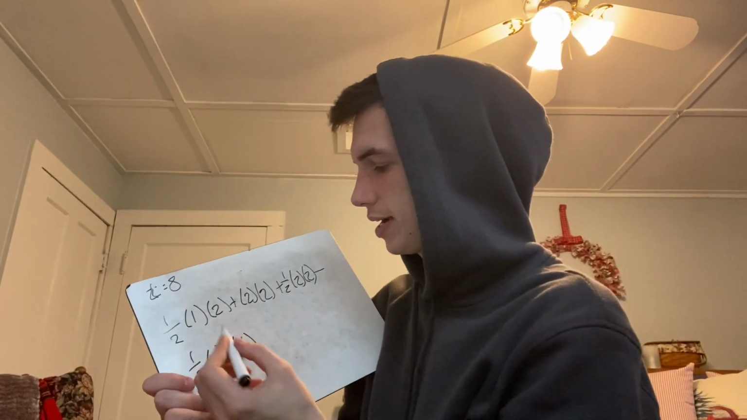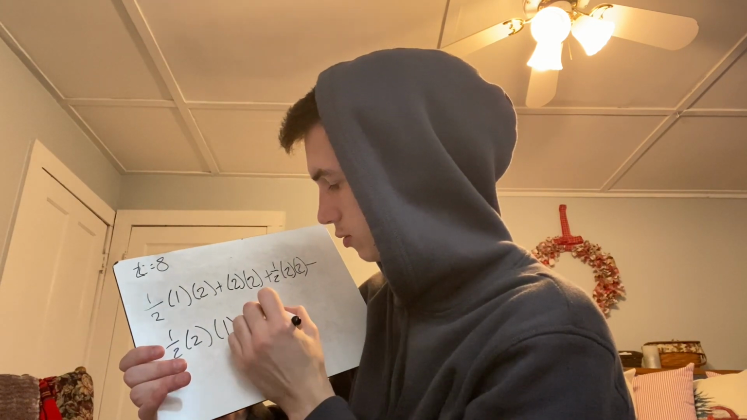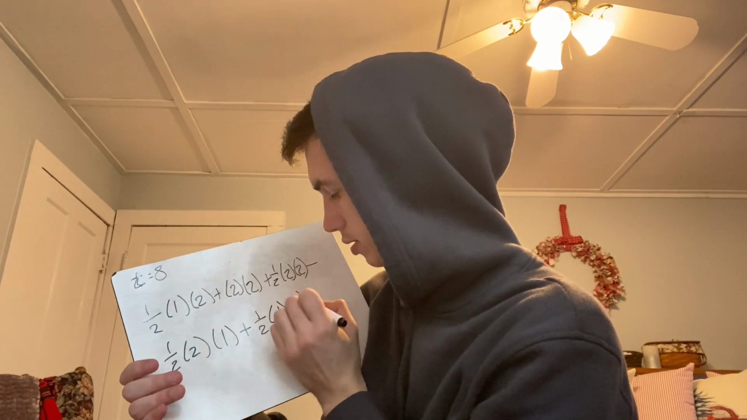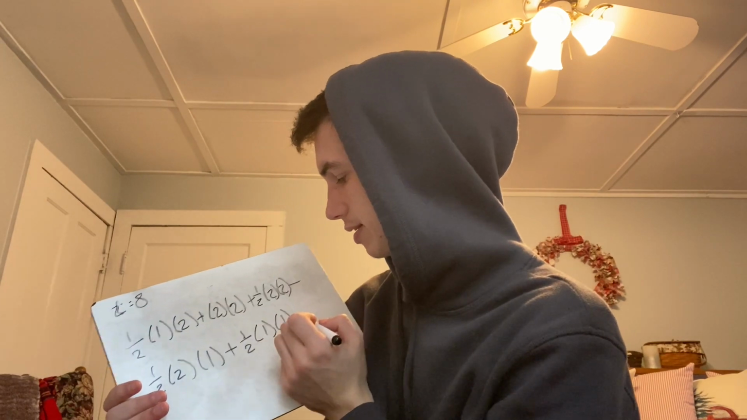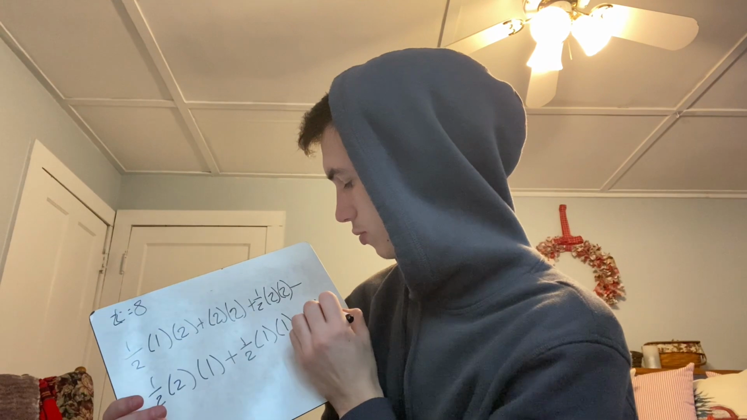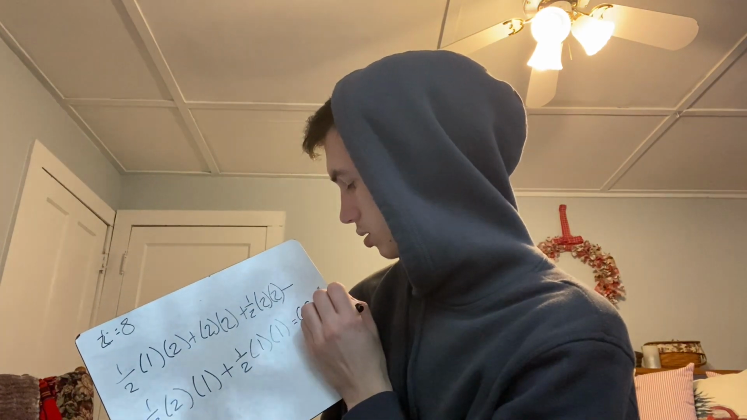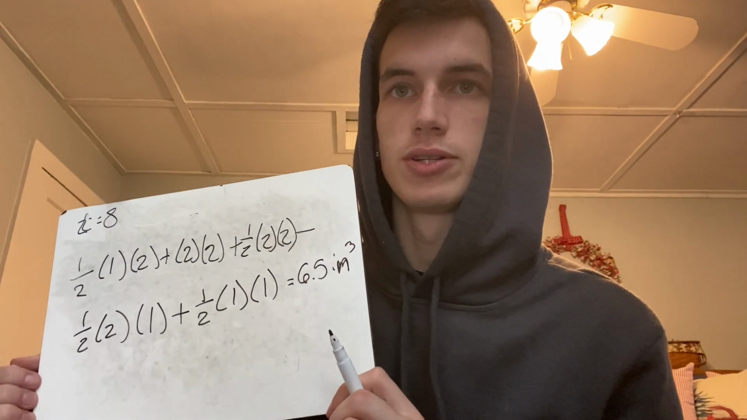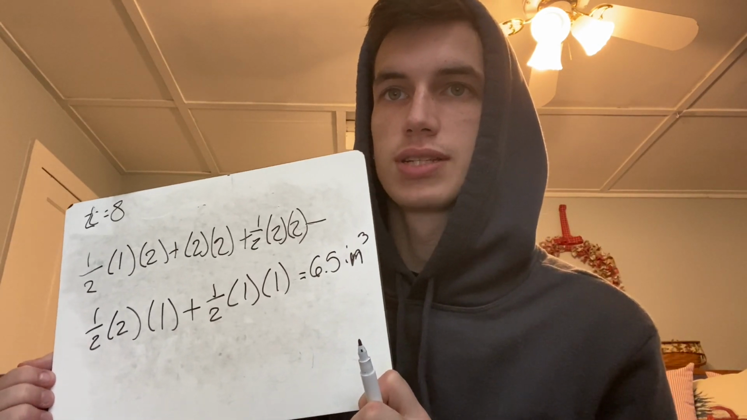For time t equals 8, we're going to add one more to this, and that's going to be plus 1/2 times 1 times 1, and that's to show the last part from 7 seconds to 8 seconds, and that is going to give us 6.5 inches cubed. So that's going to be our values for time equals 1, time equals 3, time equals 5, time equals 7, and time equals 8.